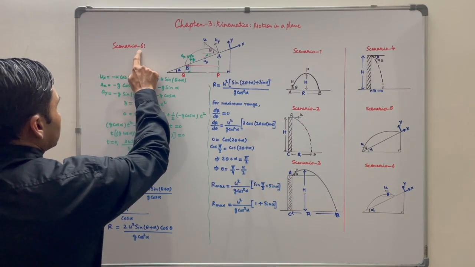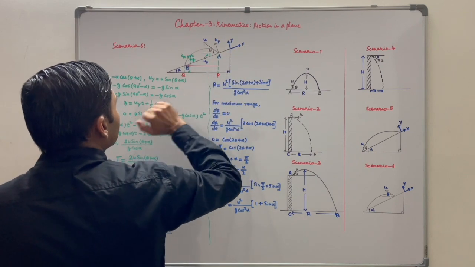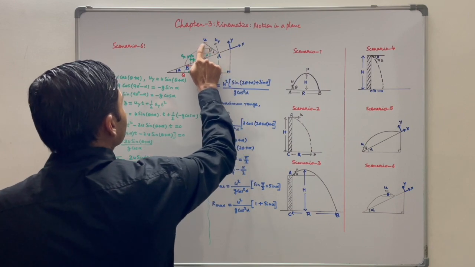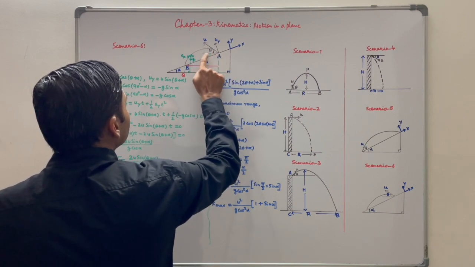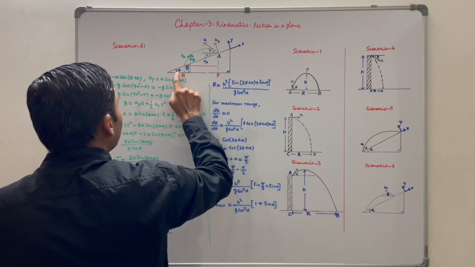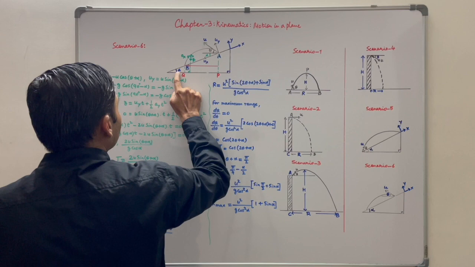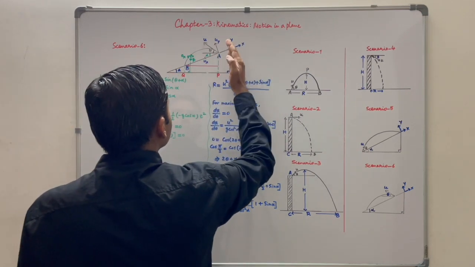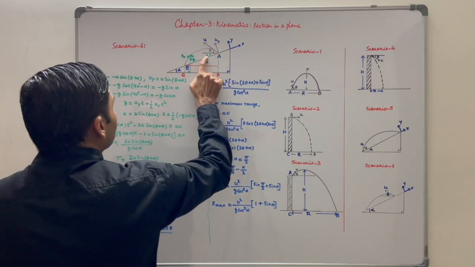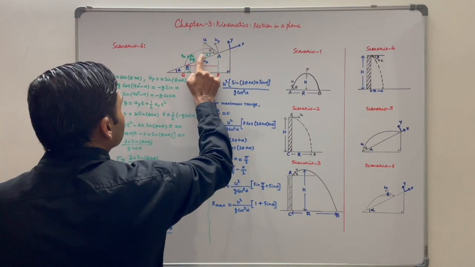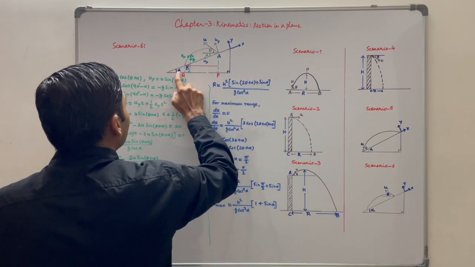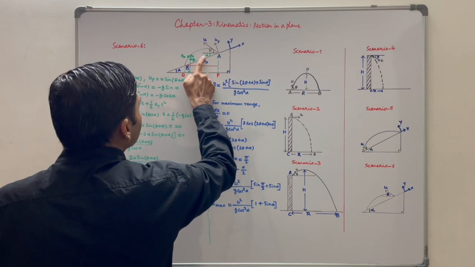Scenario number 6. Projectile motion down the plane. Consider a particle is projected from point A with initial velocity u. It makes an angle θ with the horizontal. It hits the plane at point B. Angle of inclination of the plane is α. Along the plane is x-axis and perpendicular to the plane is y-axis. This angle is equal to α as this is parallel to this and this is transversal. So angle this is equal to angle this.